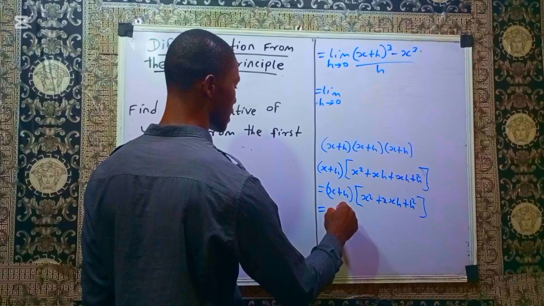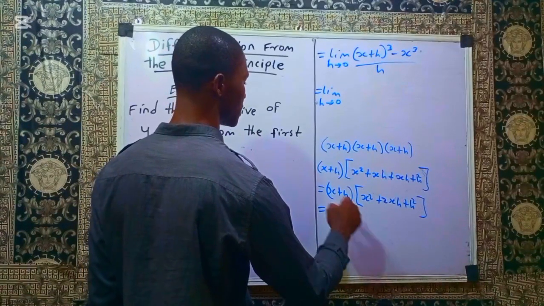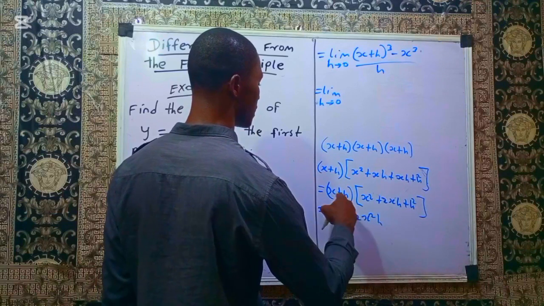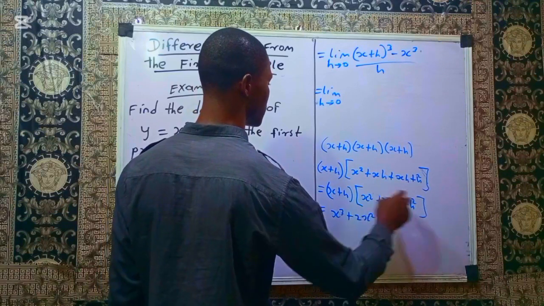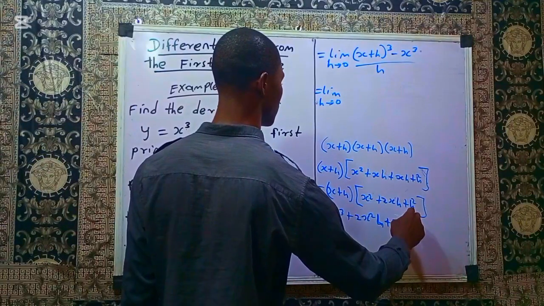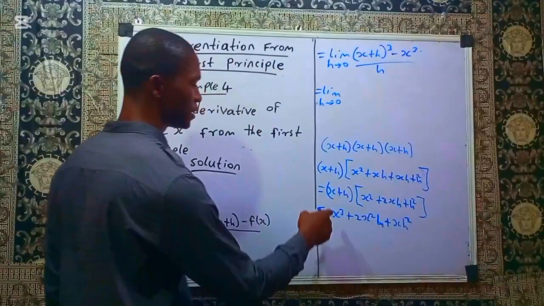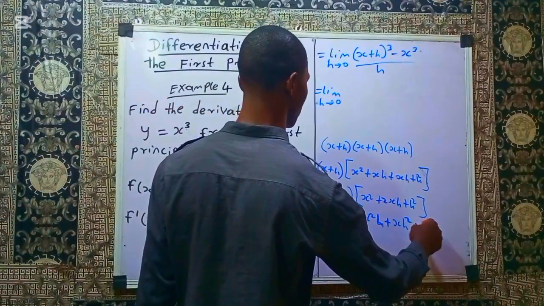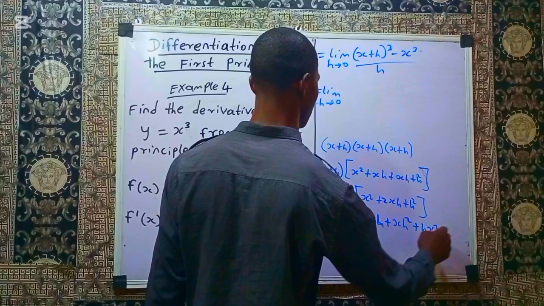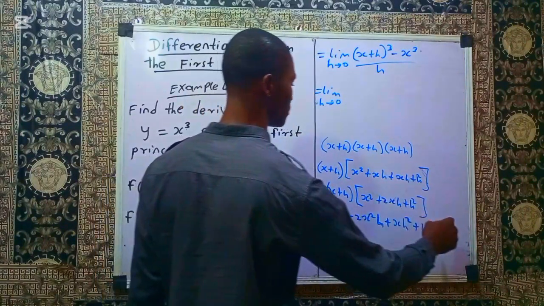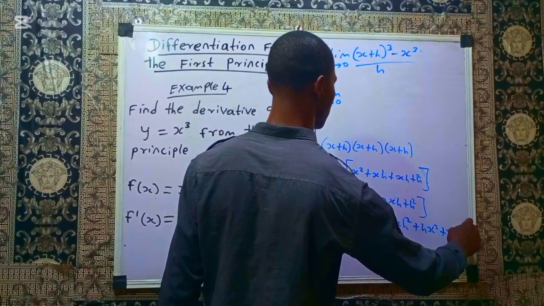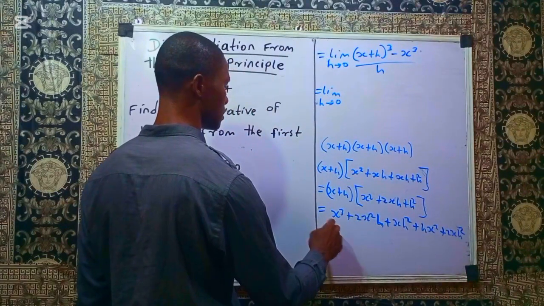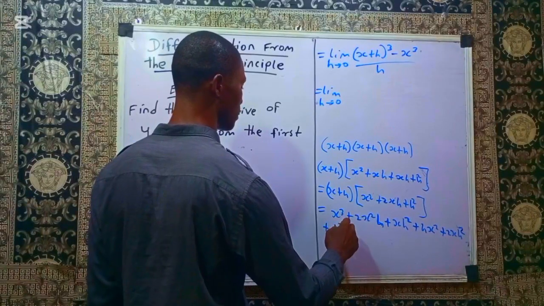So you can expand this one now. x multiply x squared is x raised to power 3. Plus x multiply 2xh is 2x squared h. And x multiply h squared is xh squared. Then you are done with x, right? You now use h. h multiply x squared, you have hx squared. Then h multiply 2xh will be 2xh squared. Then h multiply h squared will be h raised to power 3.